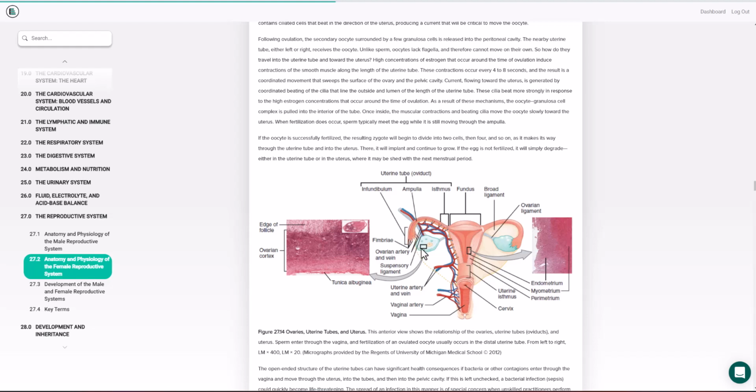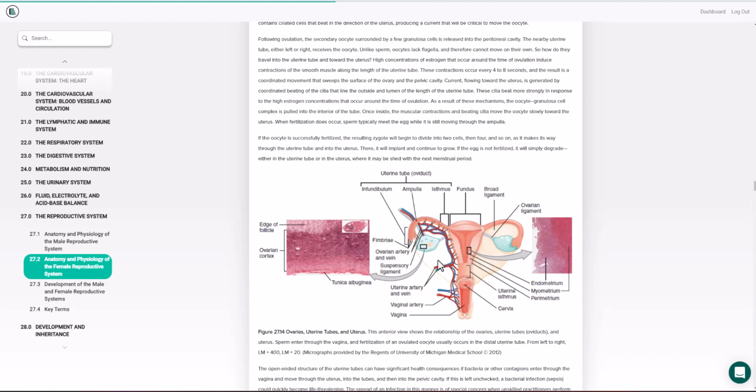Now question, is it possible for the egg to not be pulled up into the fimbriae? And the answer is yes. Not 100% of the time do the fimbriae catch the egg. So it is possible for the egg to wander out here, and it would be out here in the female abdominal pelvic cavity. Now, is it possible for that egg to get fertilized out here in the abdominal pelvic cavity?